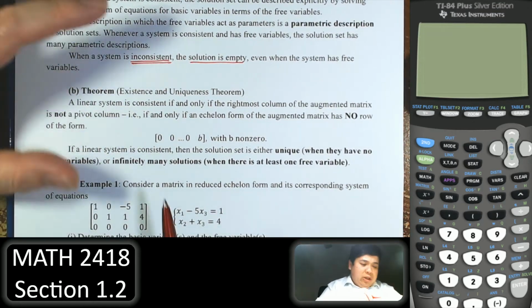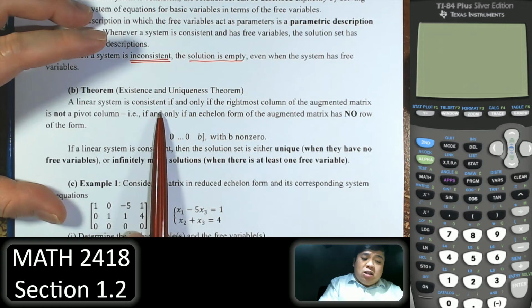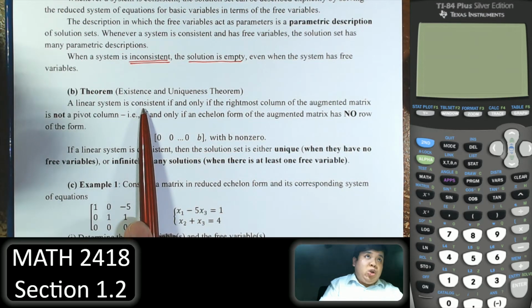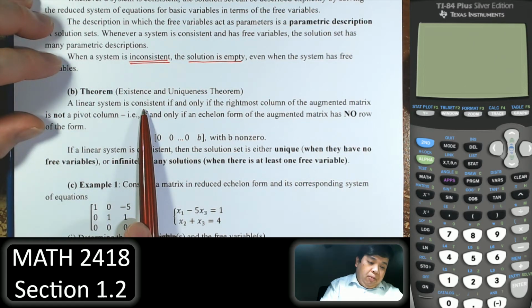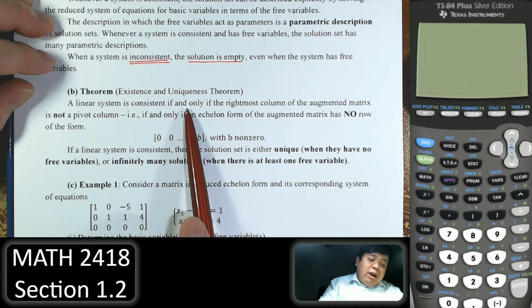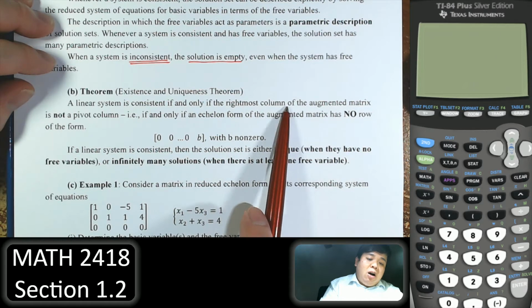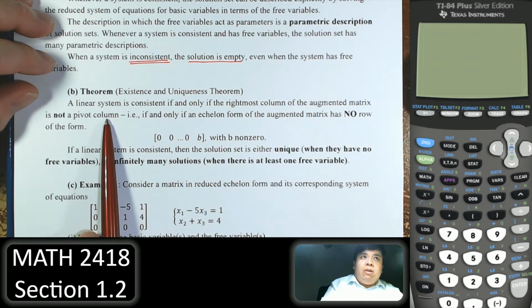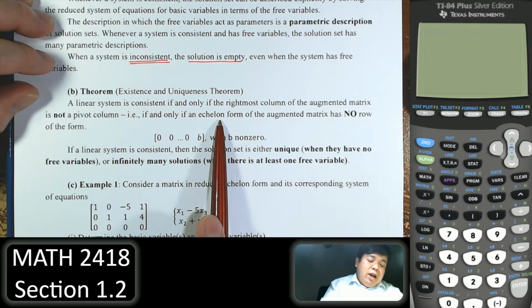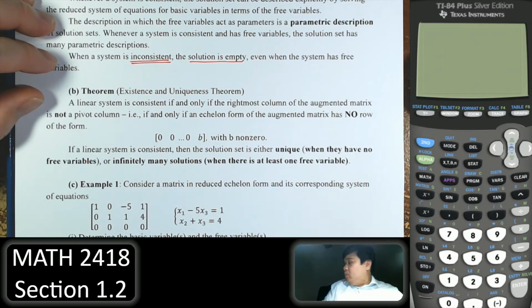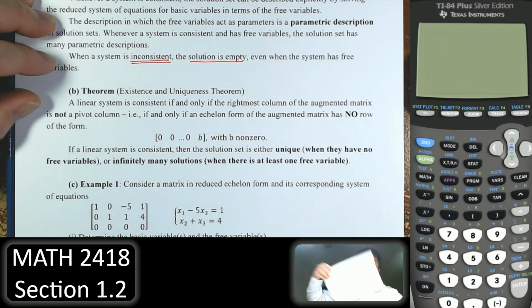It says here, a linear system is consistent if and only if... By consistent we mean it has a solution: one solution, or infinitely many solutions. That is called consistent. It is consistent if and only if the rightmost column of the augmented matrix is not a pivot column. Meaning, if and only if the echelon form of the augmented matrix has no row of the form... Let's look at the last example.